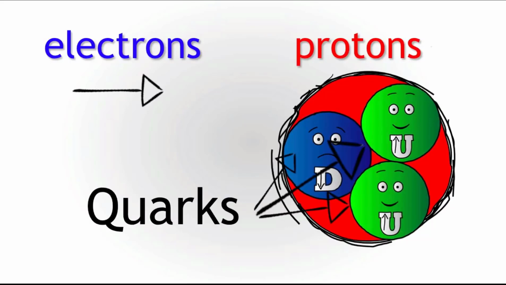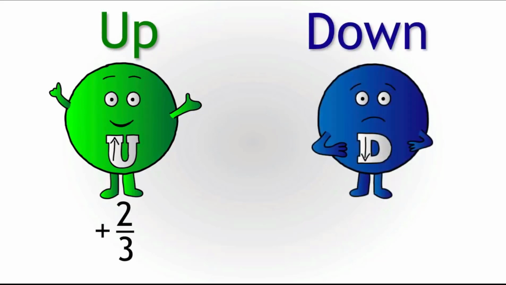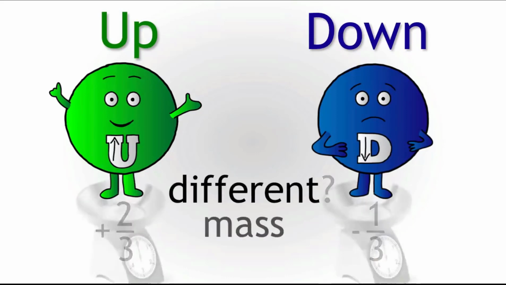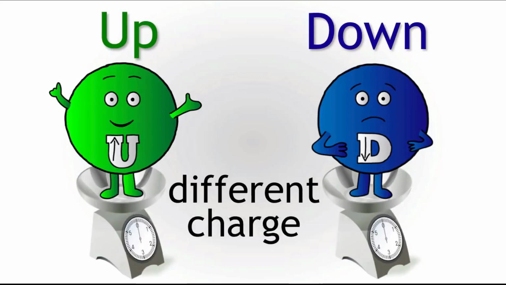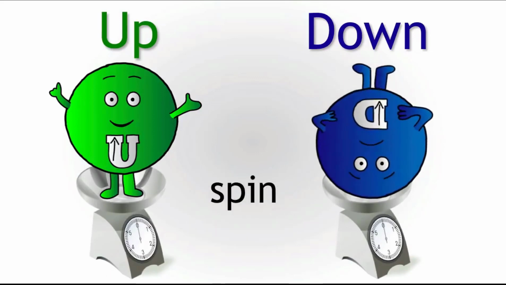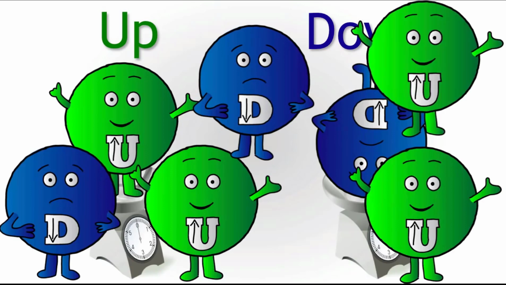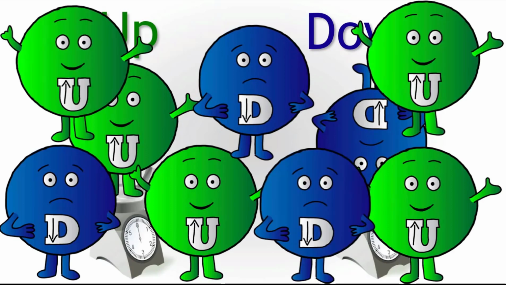At the time, there were 2 basic quarks. The up quark, which has a charge of plus 2/3 of the charge of an electron, and the down quark, which has a charge of minus 1/3. How are they different? They all have different masses, as well as charge, and another property called spin. The up and the down quarks are the most common and least massive.